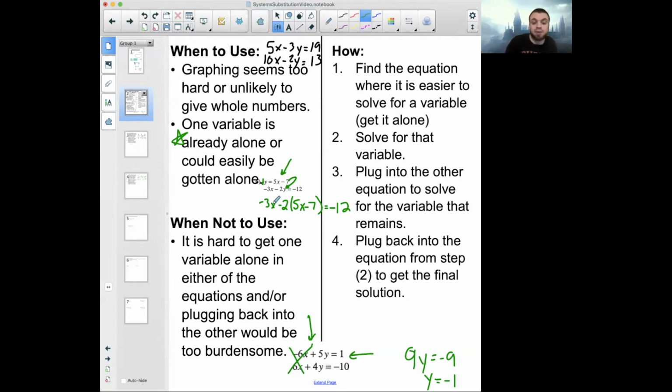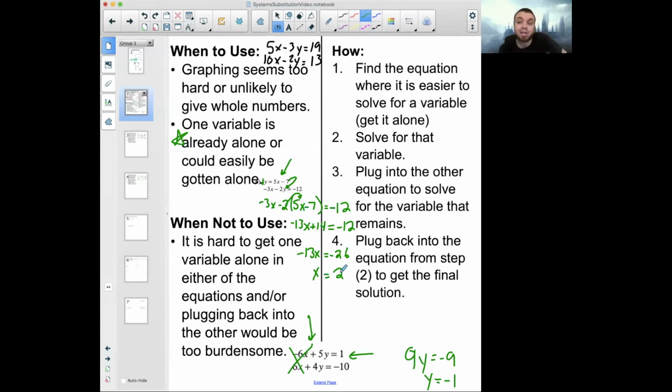So for example, if I solve this out, I get -3x minus 10x, so it's -13x. Now -2x times -7, that's plus 14, equals -12. Then I subtract 14 on both sides, and then I divide by -13, and I get x equals 2. That's step 3. Step 4, you take the number I just got, 2, and you plug it back into the equation from step 2.